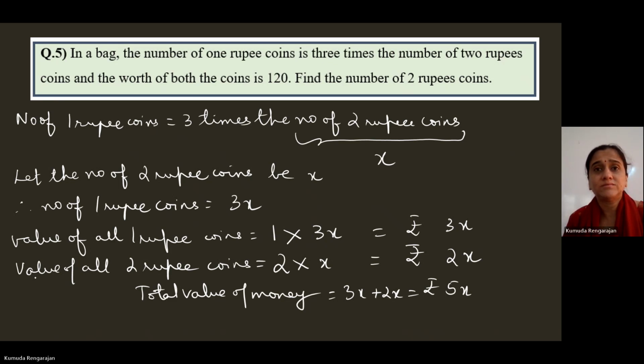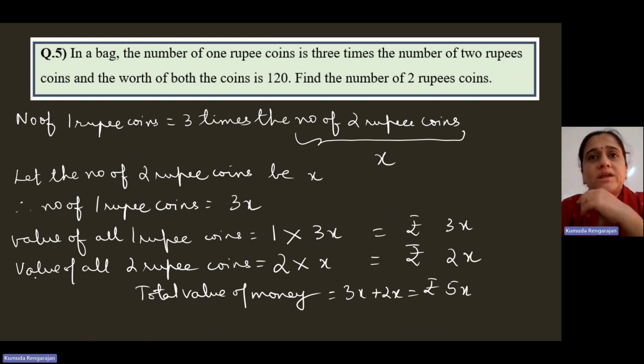The value of all 2 rupee coins is 2 into x. 2 is the denomination and number of coins is x. What do you want me to write actually?